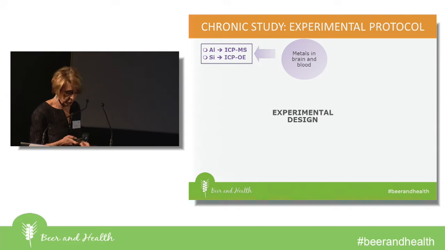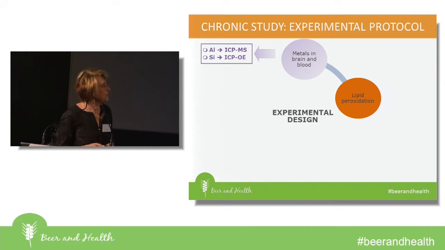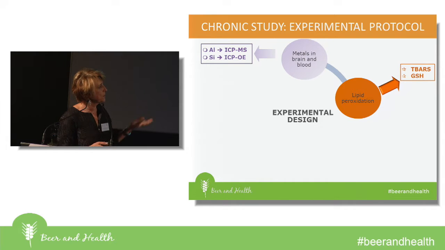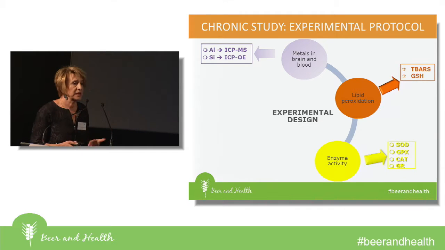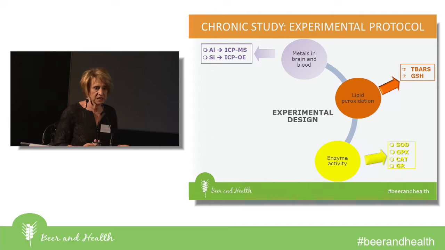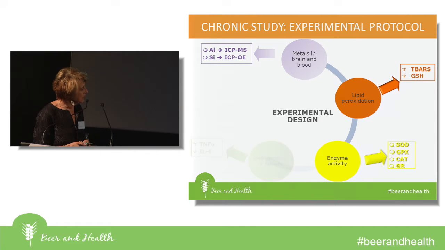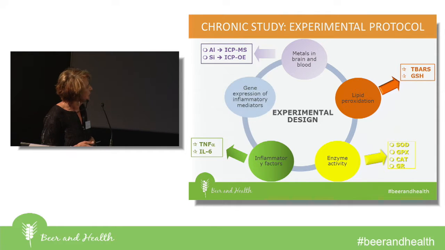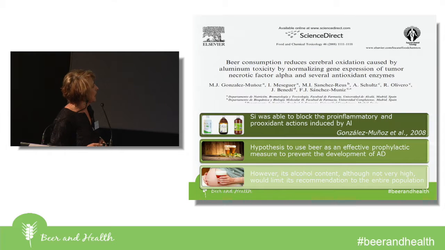After 3 months, the animals were sacrificed, and we were able to establish the quantity of metal, both in the brain as well as the blood. We decided to establish different parameters for lipid peroxidation, such as the TBARS index, and then we decided to analyze the enzyme activity, different inflammatory factors, as well as the gene expression.